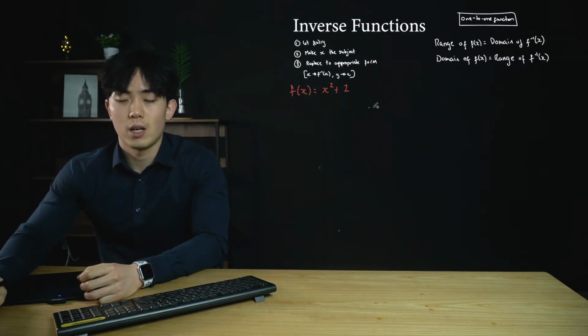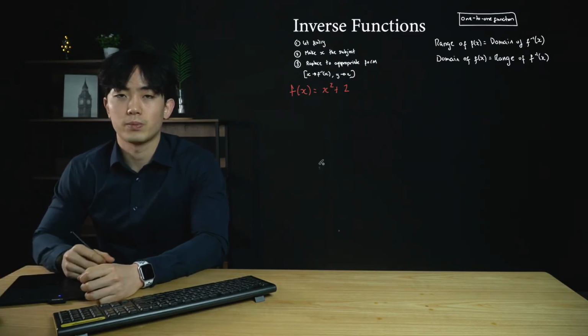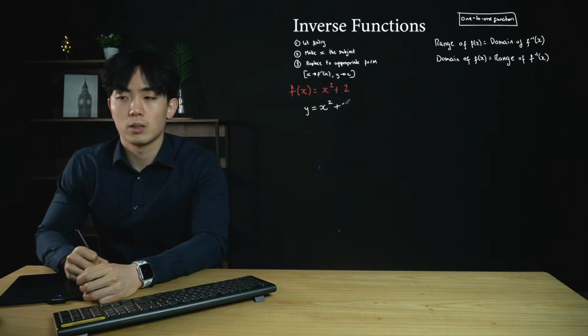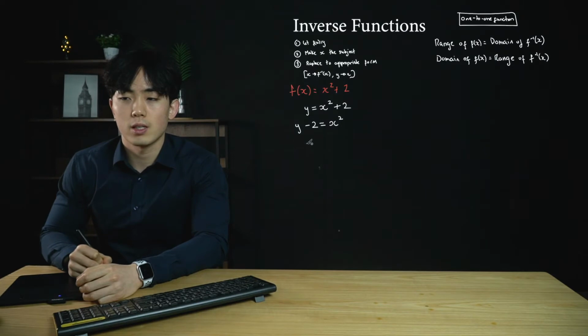So we got our function f of x is equal to x squared plus 2. First of all, finding the inverse, well, we let y equal to the function, so it's y is equal to x squared plus 2. We then rearrange for x, so we have y minus 2, that will be equal to x squared. And then if we square root this, then we'll just be left with x.